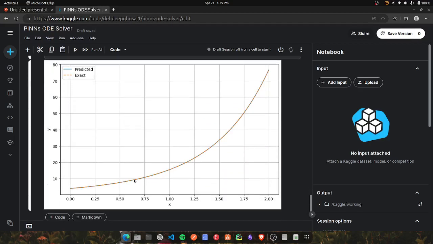So now the graph looks something like this. So the predicted is also in blue and the exact is in orange. As you can see, they have coincided. So you have also successfully found the solution for an ordinary differential equation of second order. So yeah, congratulations.